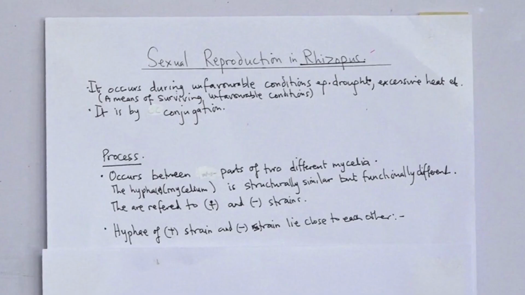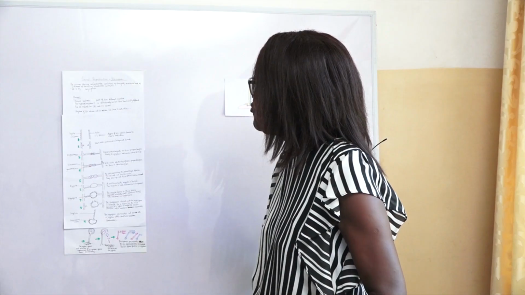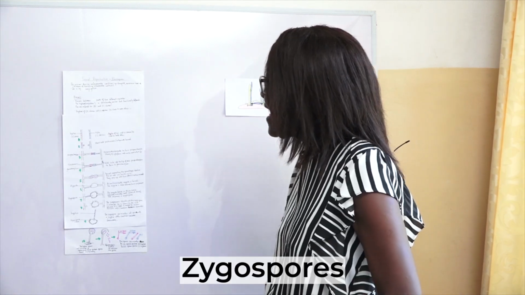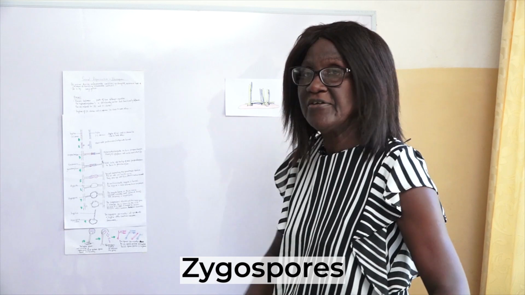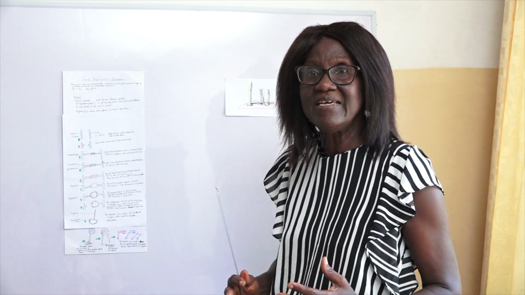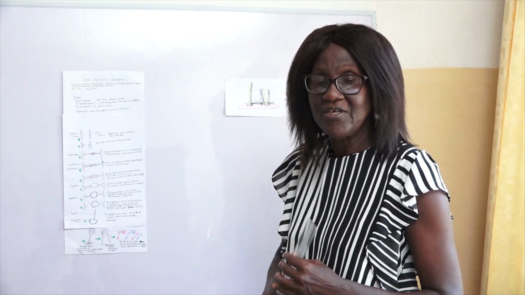Now let's move on to sexual reproduction in fungi, Rhizopus. Now sexual reproduction occurs during adverse conditions, dry conditions, or excessive heat conditions. Then sexual reproduction will take place to form zygospores that will ensure that the fungus's life is preserved during unfavorable conditions.